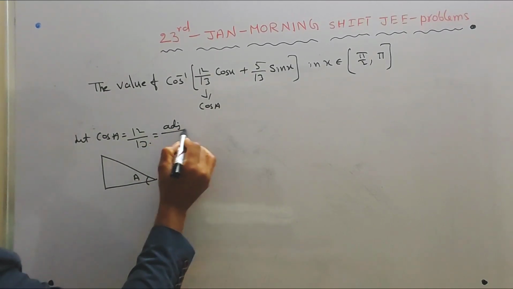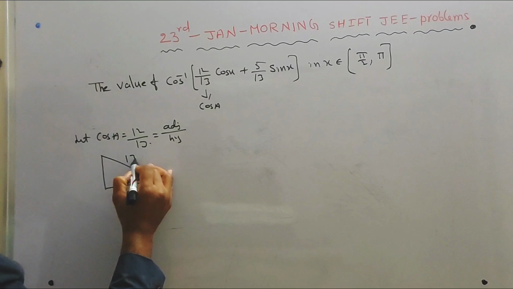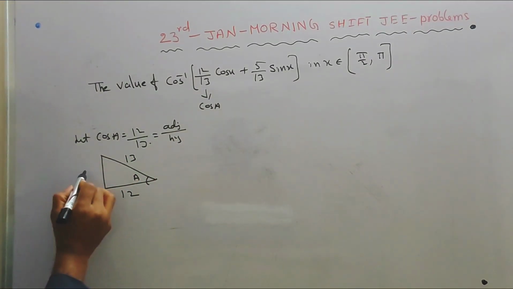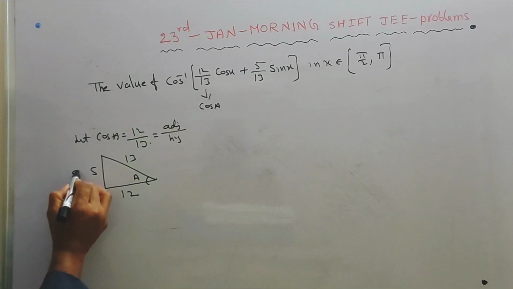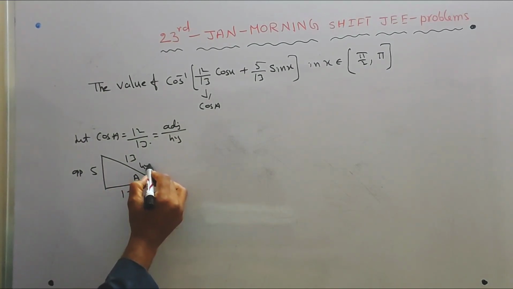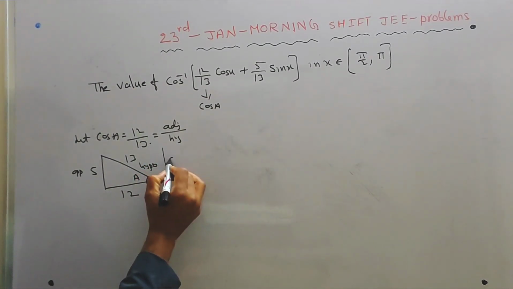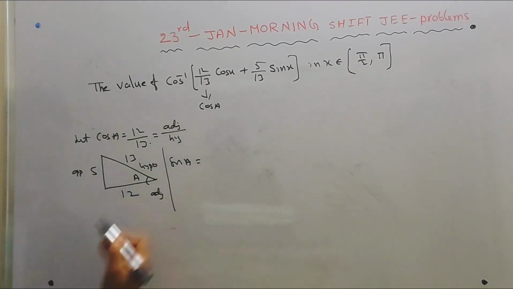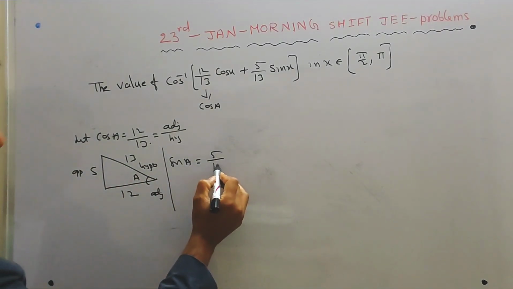Adjacent side by hypotenuse. That means this is 12, this one is 13. Then as per the Pythagoras theorem, this will be 5. Okay, so this is called opposite, this is called adjacent side, this is called hypotenuse. Now from this, you tell what is the value of sin A. Sin A means opposite by hypotenuse. That means 5 by 13.